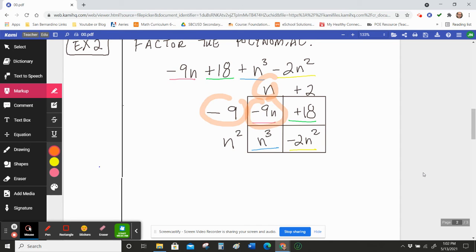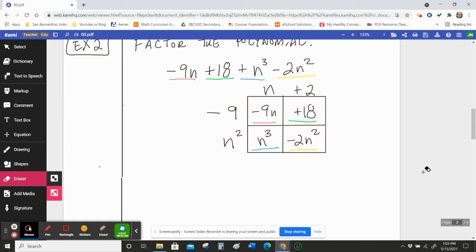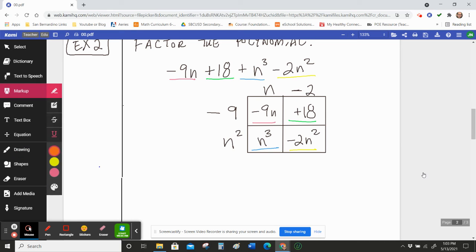Negative 9 times n is negative 9n. If I check the second row, n squared times n gives me n to the power of 3. So all is well in the world now for this particular column. Let's check the next one. If I multiply the negative 9 with the positive 2, do I get 18? No, I don't. That is also incorrect. That positive 2 should change to a negative 2 as well for that to make sense. Let's see if that actually matches up with the rest of my box. 9 times negative 2 is positive 18 now, so that does make sense. N squared, if I multiply that with negative 2, I get negative 2n squared, so that does make sense.